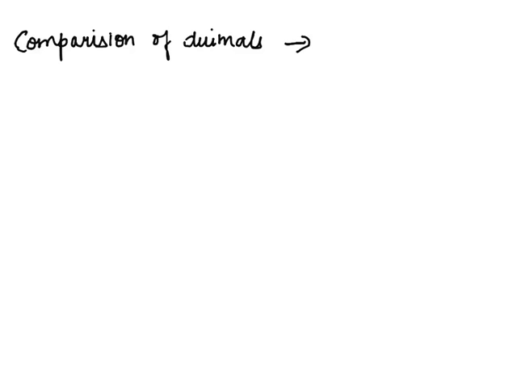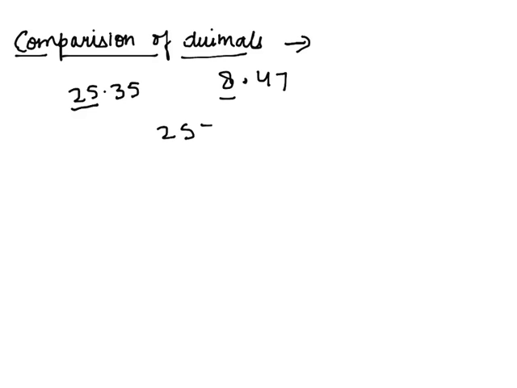Next concept we have is comparison of decimals. How will we compare two given decimals? Suppose here we have 25.35 and 8.47. To compare decimals, first of all we see the whole number, that is the number before the decimal. Here we have 25, here we have 8. Clearly 25 is greater than 8, so it means 25.35 will be greater than 8.47. Right?